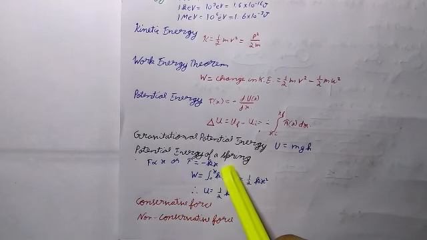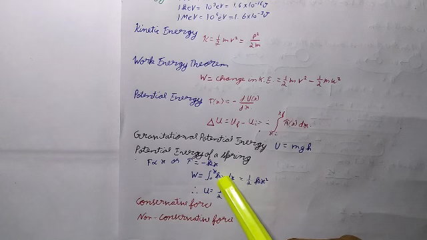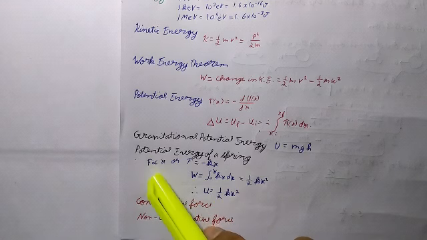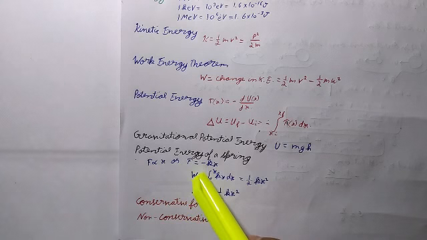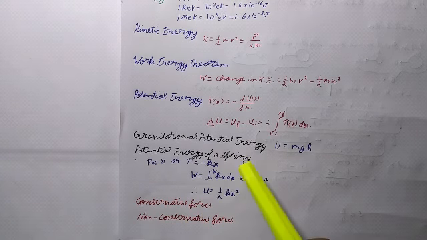Now, potential energy of a spring. According to Hooke's law, when a spring is stretched through a distance x, the restoring force set up in the spring due to its elasticity is such that F is directly proportional to x, or F will be equal to minus kx, where k is the force constant of the spring.